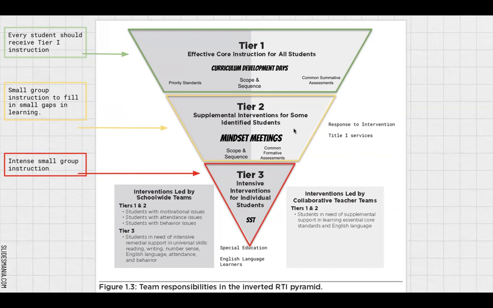Title I services typically fall into a tier 2 skill, but some school districts, including Carthage School District, a lot of times the students that qualify for Title I services may also be that tier 3 time. Tier 3 is also going to be your special education students and your English language learners.